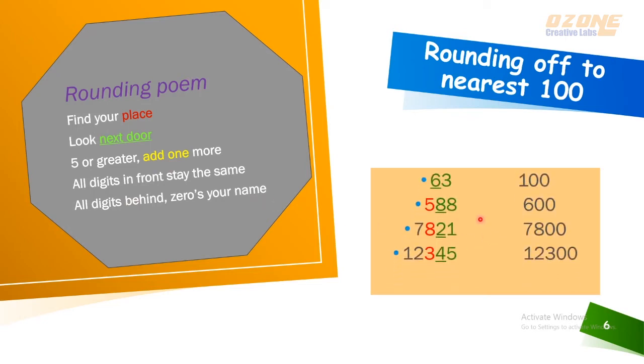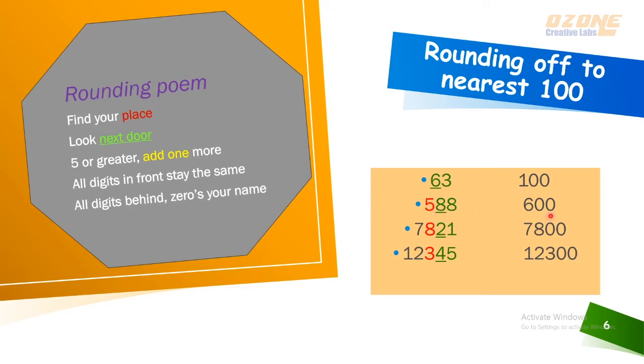So here 63 is given. 63 is a 2-digit number, so rounding off to the nearest 100 we can make it to 100 itself, because 63 is almost near to 100.